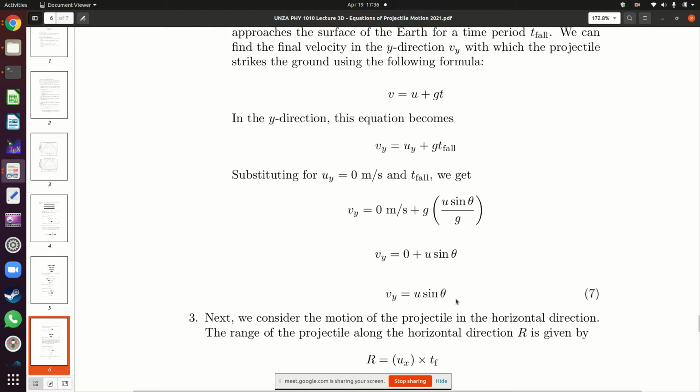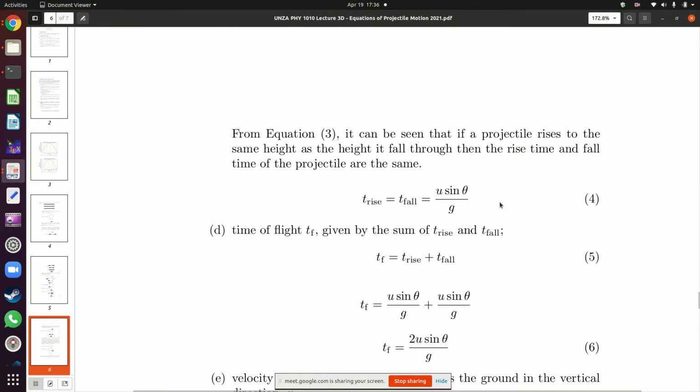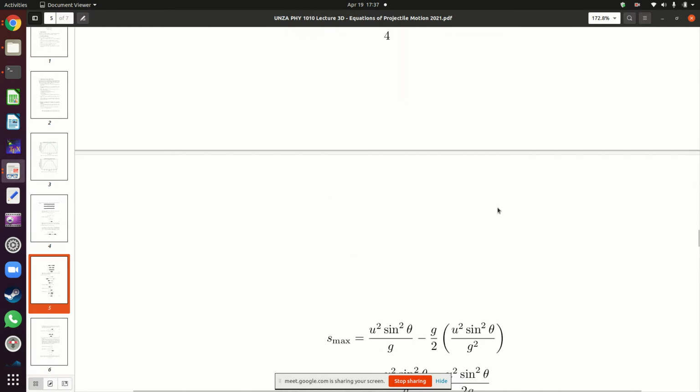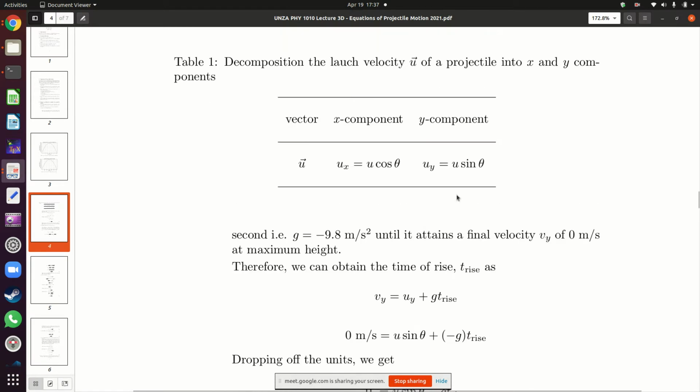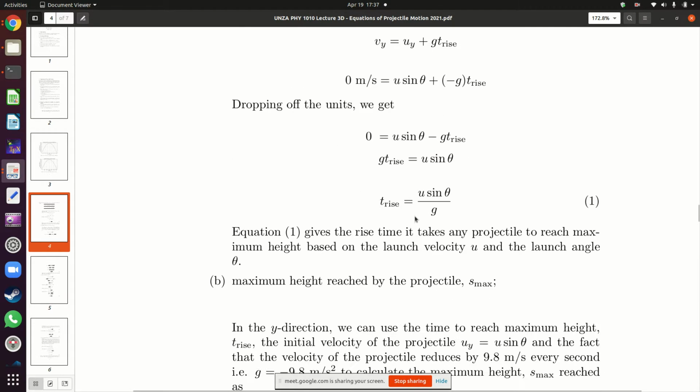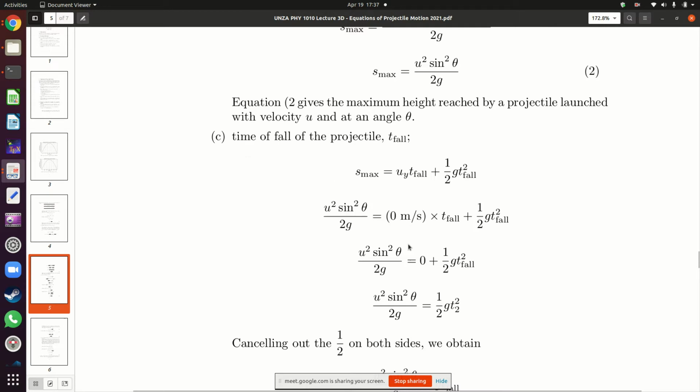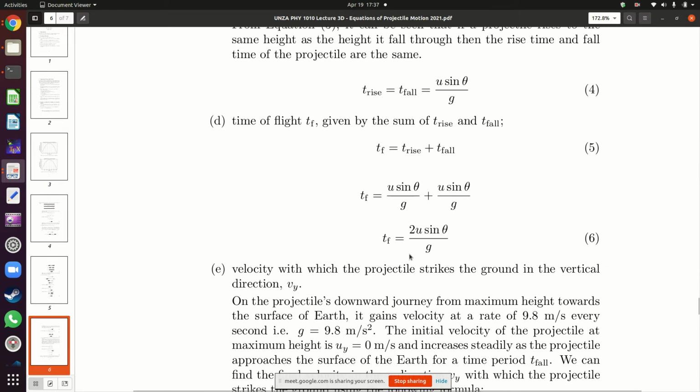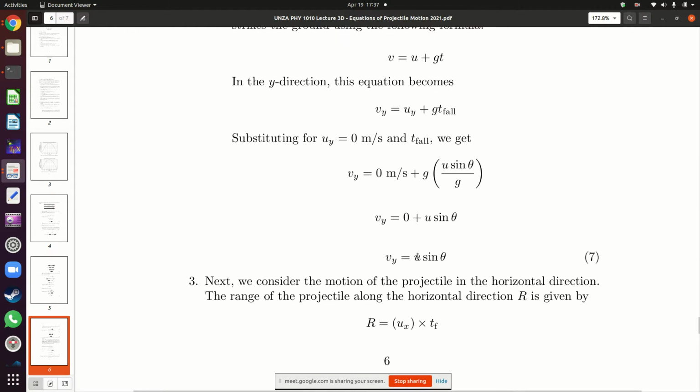Now, the thing about this u sin theta is that it is actually the same as the initial velocity of your projectile in the y direction. When your projectile was going up in the y direction, the velocity it started with in the y direction was Uy equal to u sin theta. So when it comes back from wherever it has gone and hits the ground, it's going to hit the ground with the same velocity with which it went up. So Vy is going to be equal to u sin theta.